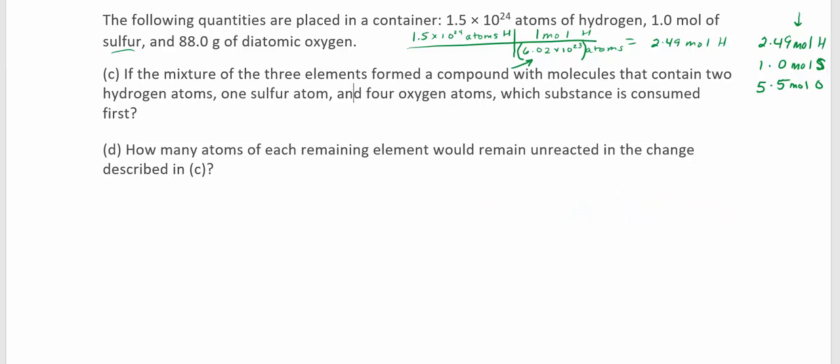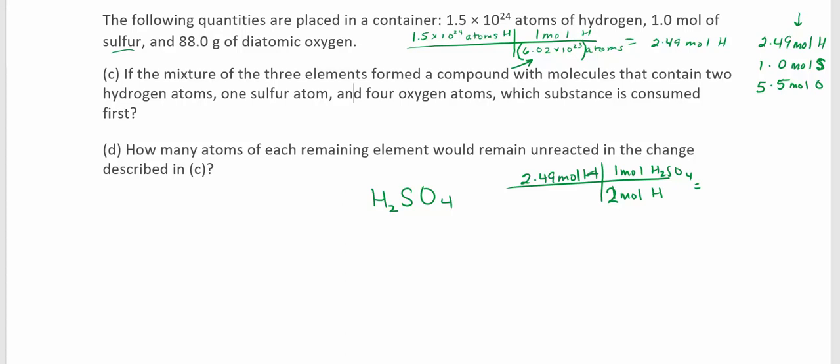So for C, the question is, if the mixture of the 3 elements formed a compound with molecules that contain 2 hydrogen atoms, 1 sulfur atom, and 4 oxygen atoms, which substance is consumed first? Well, if we do this mathematically, we can use these subscripts as molar relationships. So if I have 2.49 moles of hydrogen, and I will use 2 moles of hydrogen for every 1 mole of H2SO4, how many moles of H2SO4 could I make?